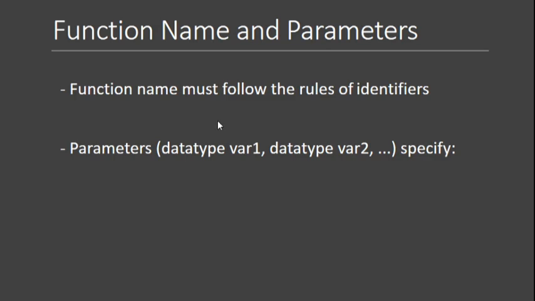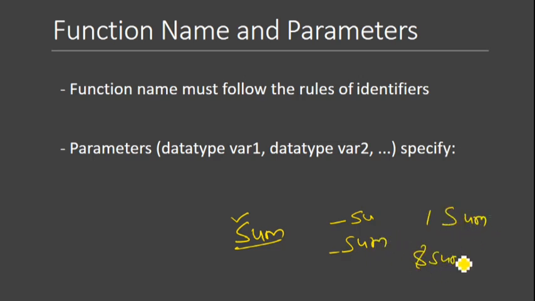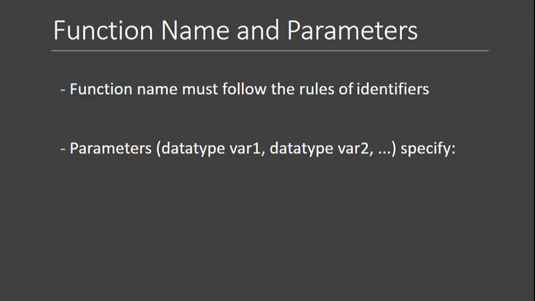Function name. The function name must follow the rules of identifiers. Just now I wrote sum; the function name is sum. It should start with a character or with an underscore. But the function name should not start with a number, and should not start with a special character. The same rules and regulations you follow for declaring variables are applicable for function names also.